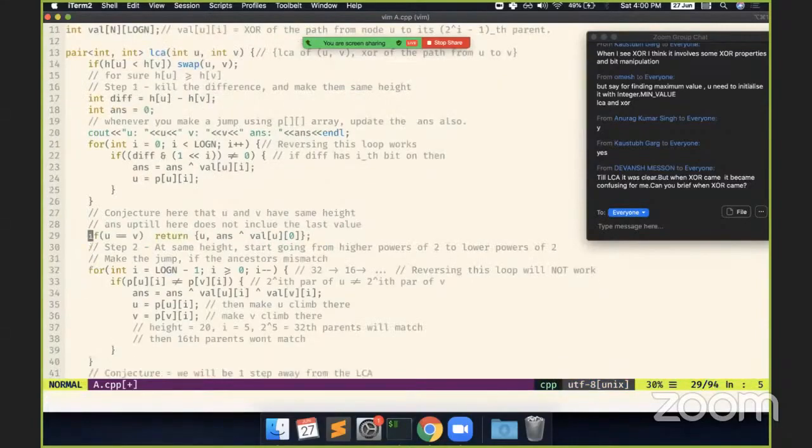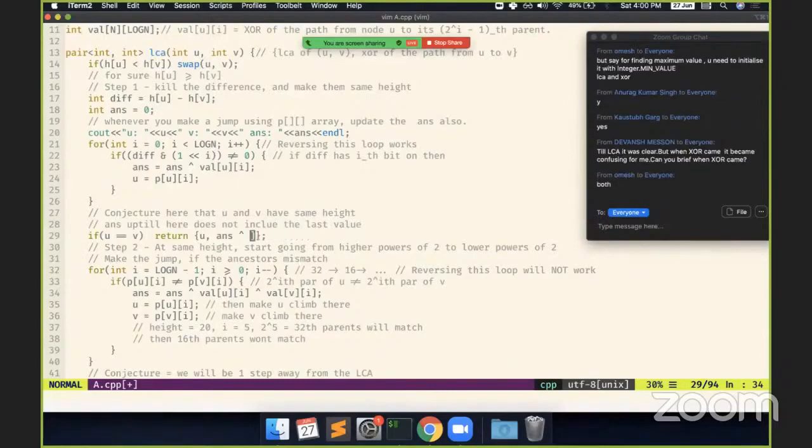Okay, and here also, I'm not sure what this thing should be. Should it be value 0 or should it be...? I personally think it doesn't matter. I think it should be a U only. Yeah.